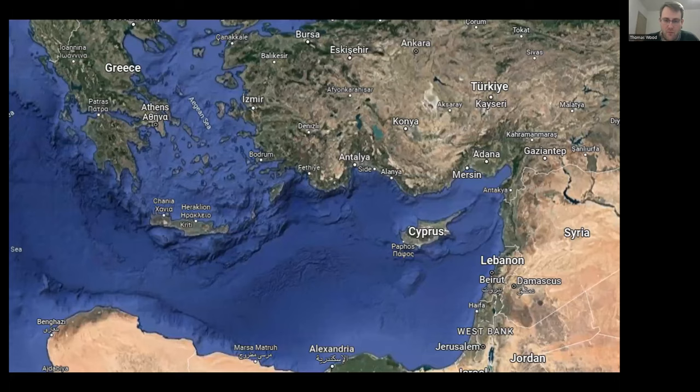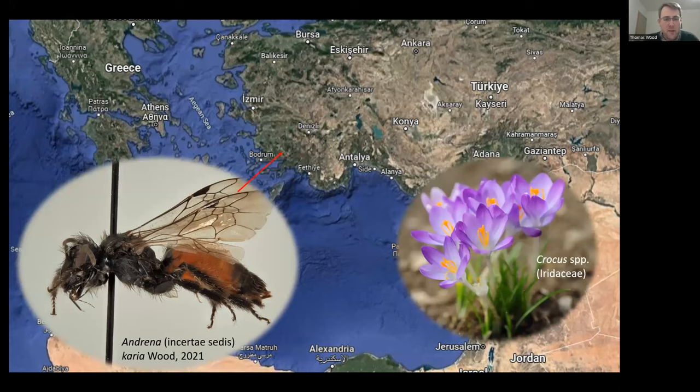Then again, another example, slightly better understood, slightly better studied, in the Eastern Mediterranean. You get in the autumn a bloom of autumn or winter herbs, such as crocus. And so there are many, many species that fly in October, November, December, and collect pollen from crocus. And so people putting out pan traps in Turkey were able to find, again, another undescribed species captured at some point between October and January.